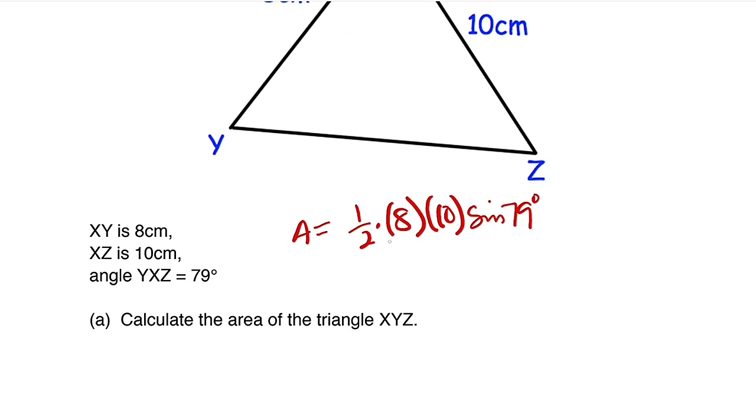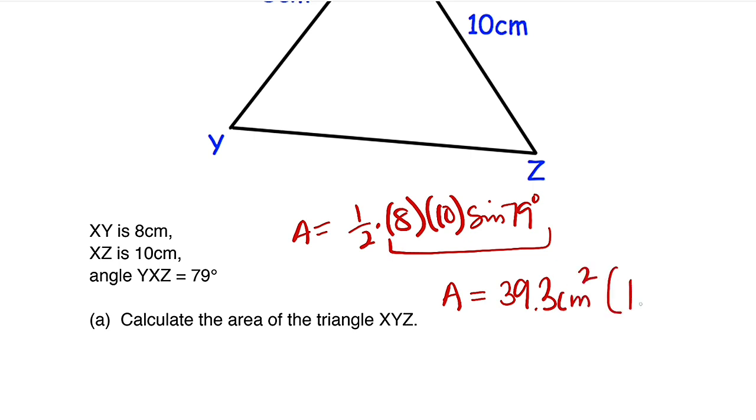So as we did earlier, we're going to take this 3 first, then we divide by 2. So it will be 8 multiplied by 10 multiplied by sine of 79 degrees. Whatever we obtain, we divide by 2. And therefore, the area is approximately equal to 39.3 in one decimal place. What is the unit? cm squared, 1 dp. That is the A part.